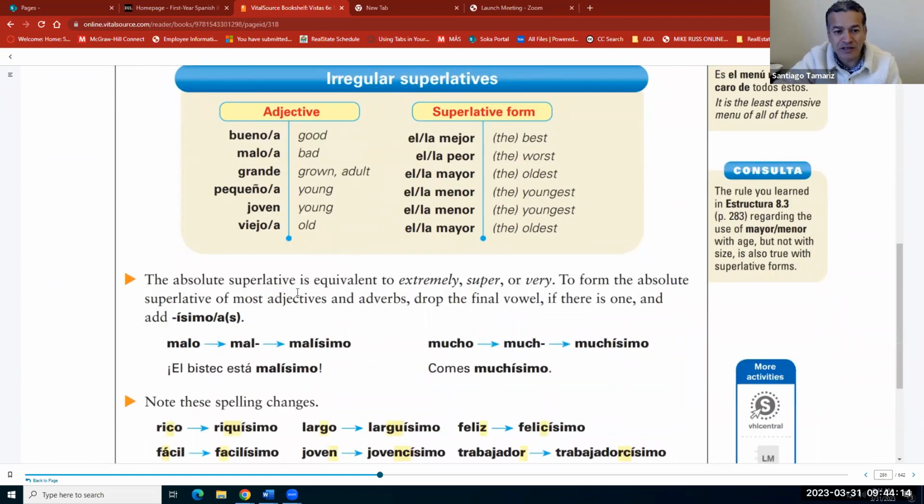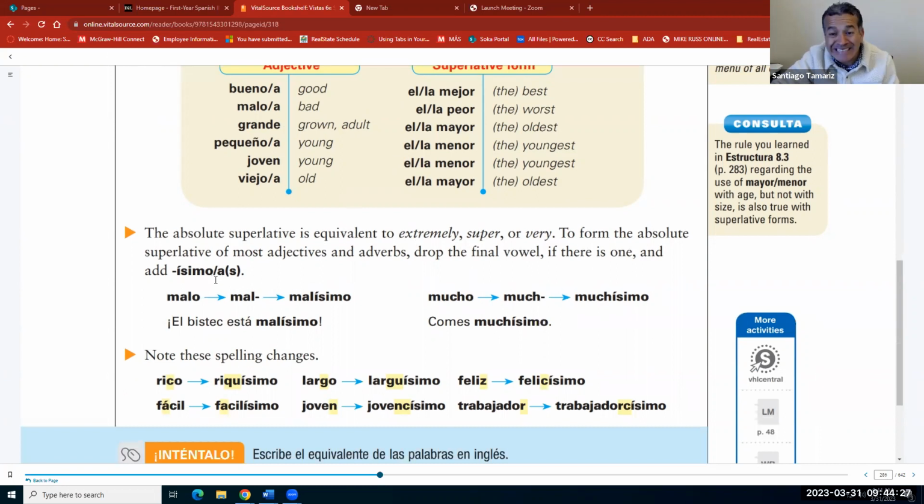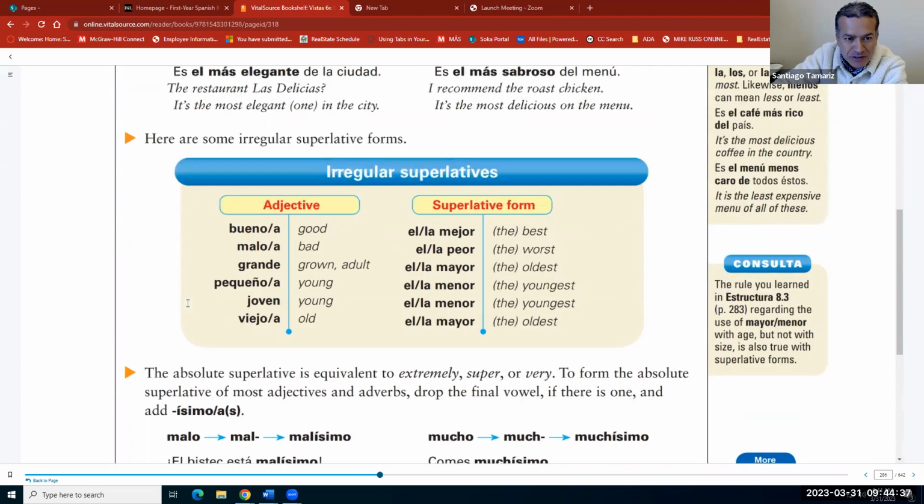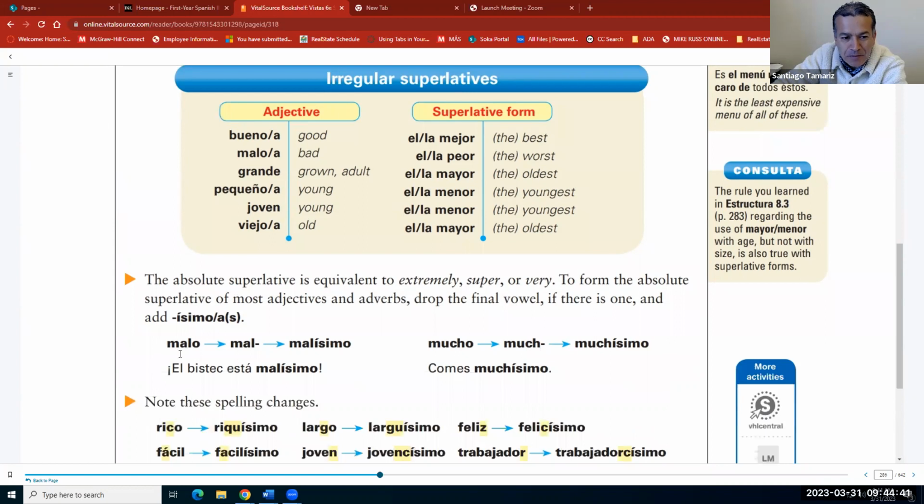The absolute superlative is equivalent to extremely or super or very. To form the absolute superlative of most adjectives and adverbs, drop the final vowel if there is one, and add ísimo or ísima. Yeah, ísimo or ísima or ísimos or ísimas, either one. Let's take a look at an example. Malo, which means what? Malo is bad. Okay. Malo becomes malísimo.